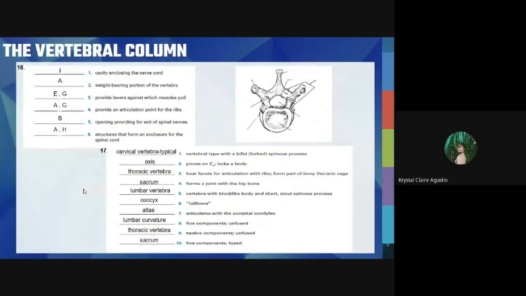So next, we have now the vertebral column. So may I call on Mr. Bernadas to further discuss this topic. Good morning, ma'am, sir. This is my part.